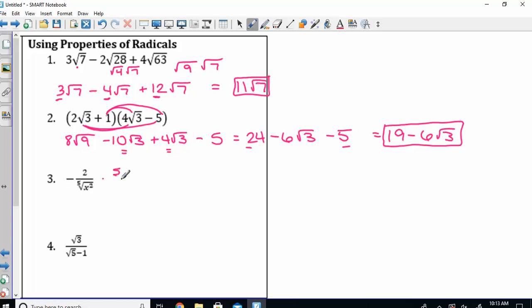So number 3, I have negative 2 over the 5th root of x squared. A 5th root tells me I need 5 of those x's before I can pull it out. I only have 2, so how many more do we need? 3. So I'm going to multiply by the 5th root of x cubed. Get a negative 2, 5th root of x cubed over the 5th root of x to the 5th, which is just x.